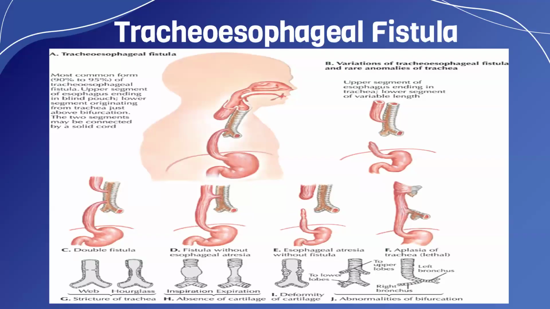The separation of the developing trachea and esophagus is tightly regulated in the developing embryo, and failure of any step will lead to the formation of esophageal atresia or tracheoesophageal fistula. The most common form of this is where there will be an upper segment of esophagus ending in a blind pouch, and the lower segment will originate from the bifurcation of the trachea. The two segments may either be connected by a solid cord or may not.